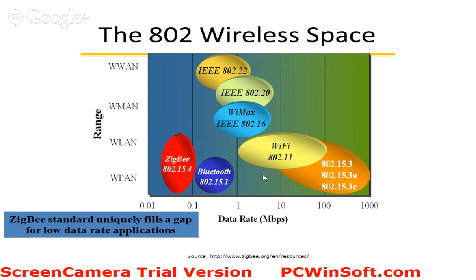So first of all, why was ZigBee needed? A question which obviously comes to mind. Basically, we have a lot of wireless standards across data rates. In the range of around 10 Mbps, we have the standard 802.11, which we commercially know as Wi-Fi.